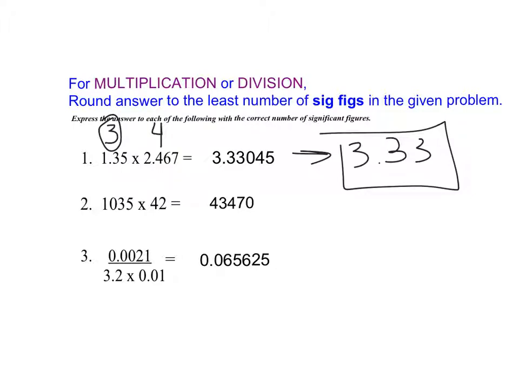Let's look at number 2. 1,035 times 42. Well, 1,035 has four significant figures. The 1, the 3, the 5, and the 0 is a sandwich 0 since it's between the 1 and the 3, so it counts. But 42 only has two significant figures. Similarly to number 1, we assume, because you're at this point in your academic career, that you know 2 is less than 4. So we're going to round our final answer to two significant figures.